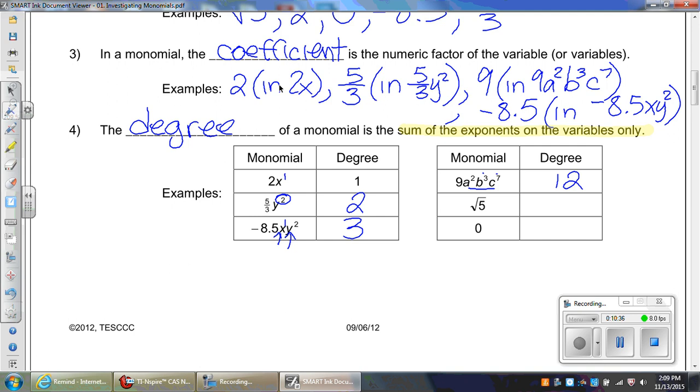And then Mr. Hay, I think you can answer both of the next ones, right? What's the degree of those constant terms? 0 and 0. All right. So remember, the degree of a constant term, a number without a variable, is always 0. So let's go to the next page.